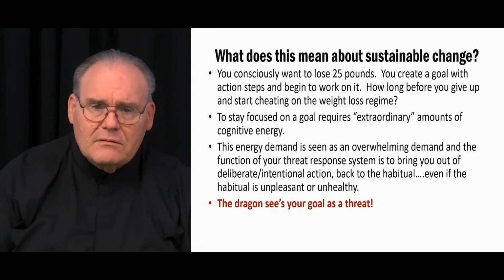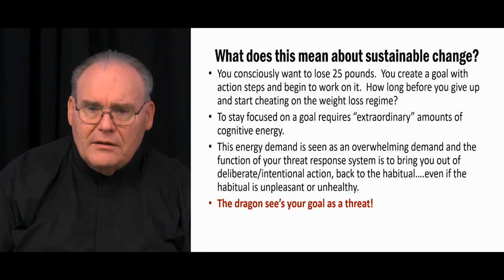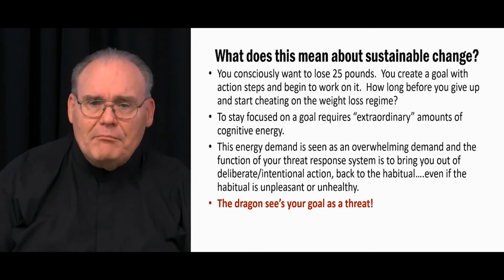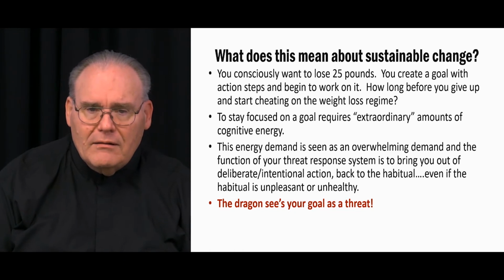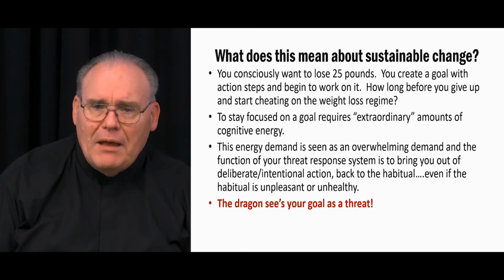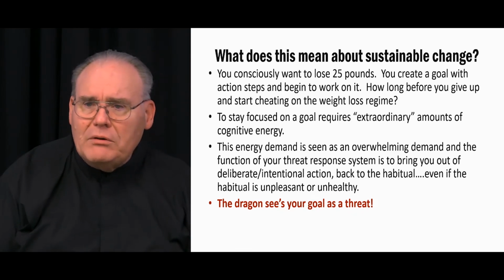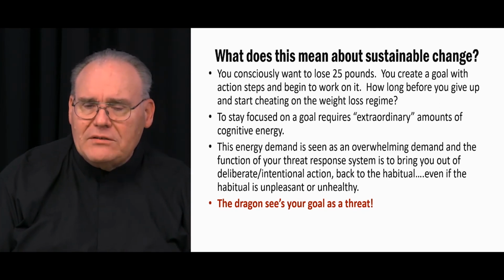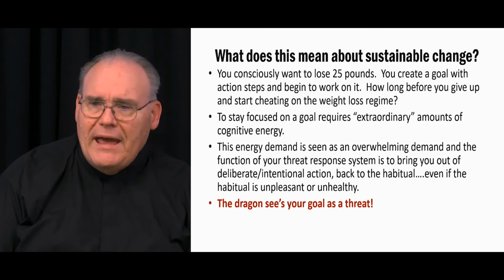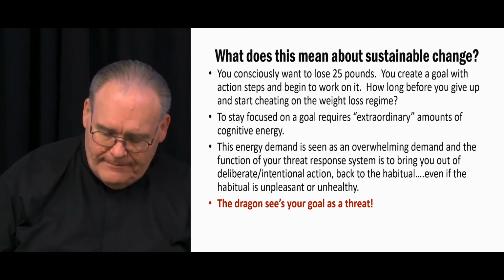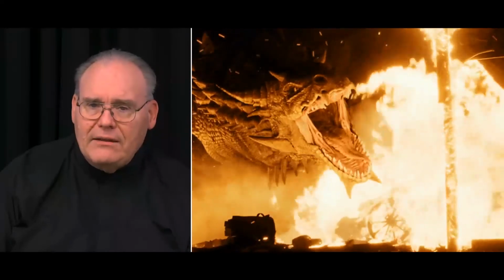The dragon sees your goal as a threat. In other words, that automatic system sees your goal as a threat. Why? Because it's demanding all this energy. And so what is its job? Its job is to slap you and keep you from doing that. Its job is to bring you back to the status quo. Let's get you back into the easy, low usage, automatic behavior. And it does whatever it can to do that.